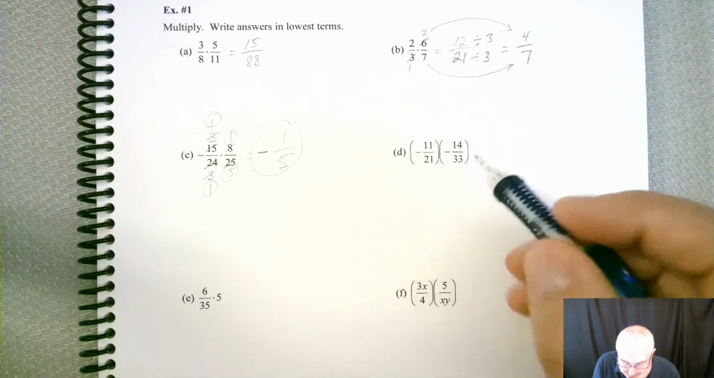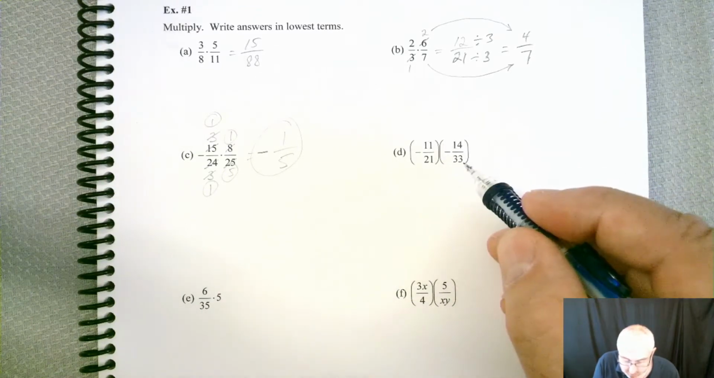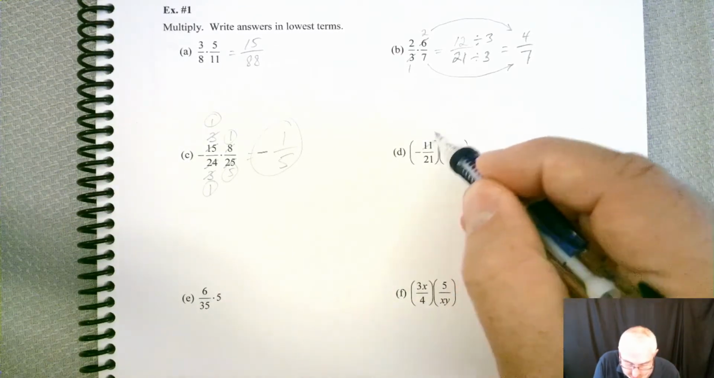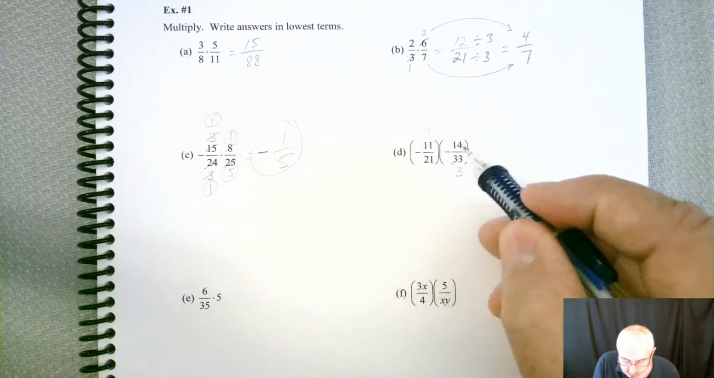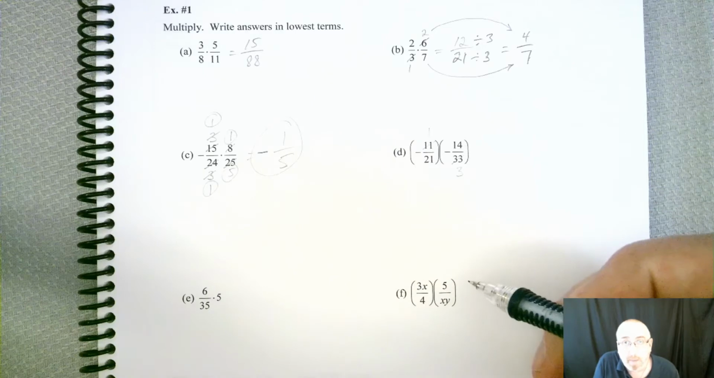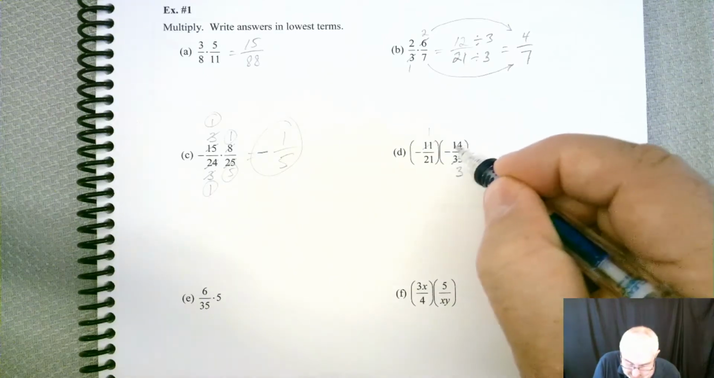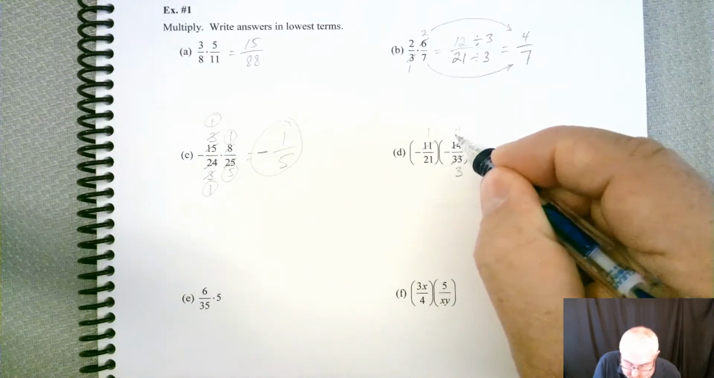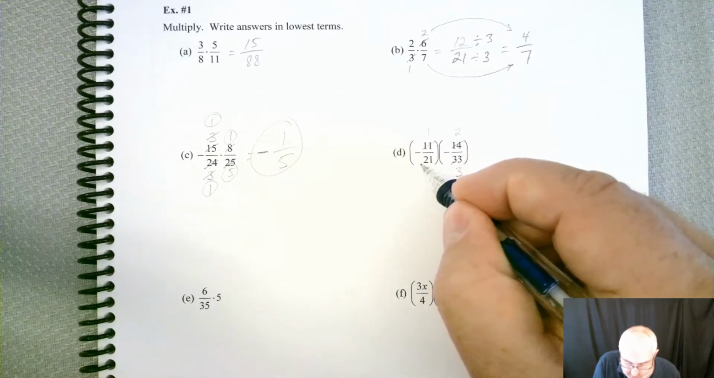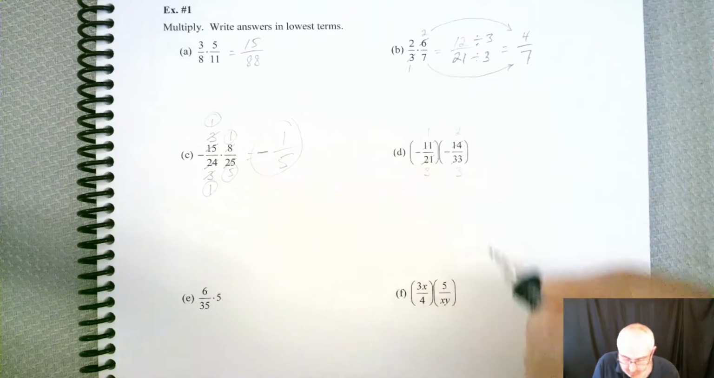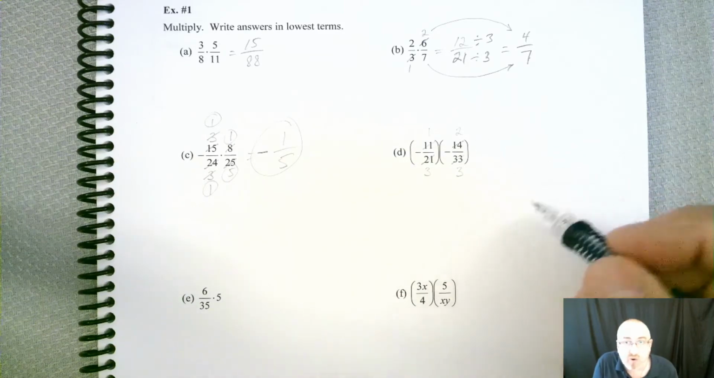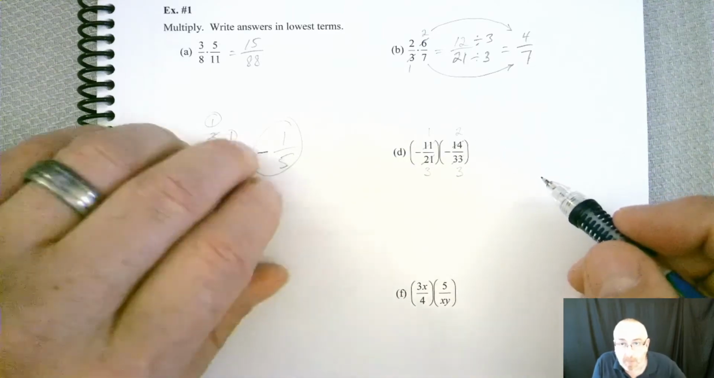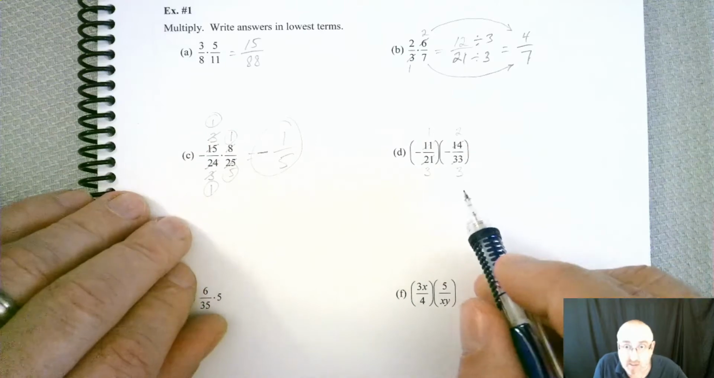We have 11 and 33, and 11 goes into both of those. And what about 14 and 21? Yes, 7 goes in. 7 goes into 14 twice, and 7 goes into 21 3 times. So we've reduced diagonally as much as we can. We can't reduce vertically at all. So now we can multiply straight across.